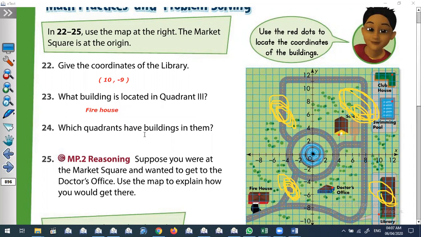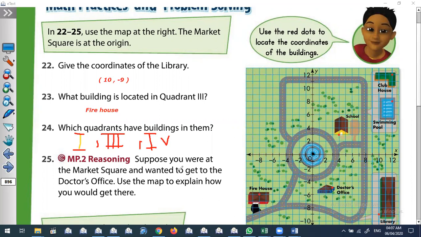Which quads have buildings in them? Let's check. First quad, yes: swimming pool, clubhouse, and school. Second, no, there is no building here. Third, yes. Fourth, yes. So the quads which have buildings in them are the first quad, the third quad, and the fourth quad.